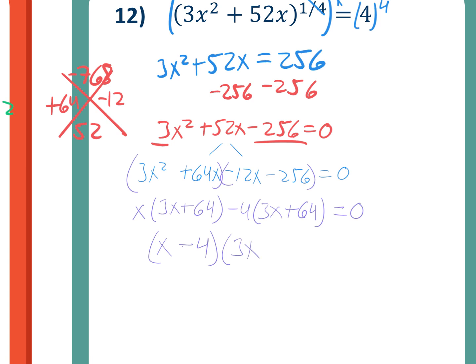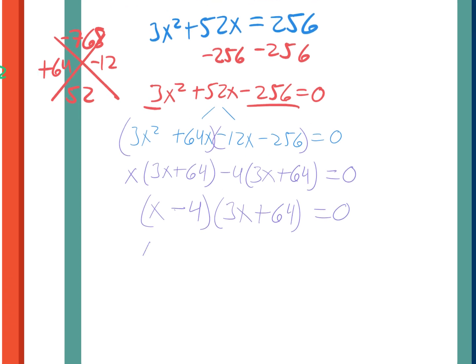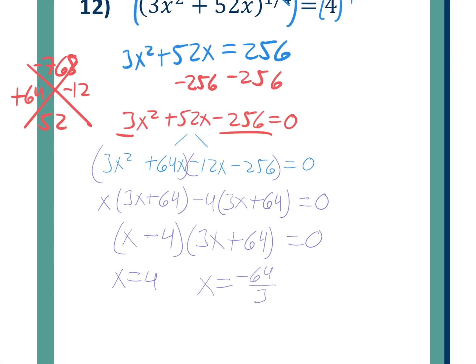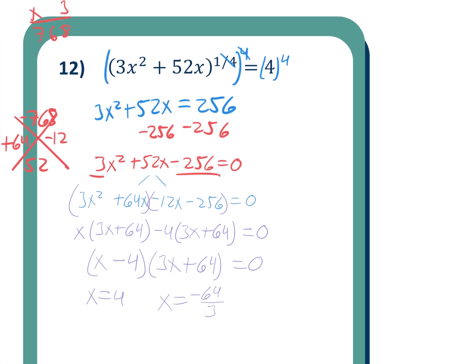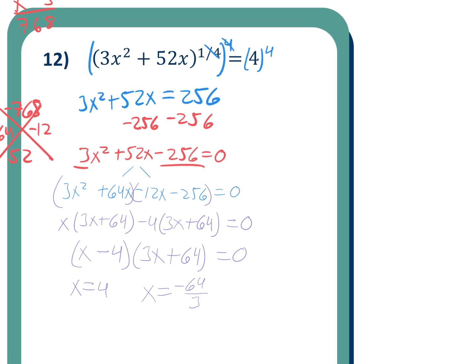So we get x minus 4 times 3x plus 64 equals 0. And then set each of these equal to 0. We should get x equals 4, and here we should get x equals negative 64 over 3. Now you really should check these. I checked them earlier. They both work.